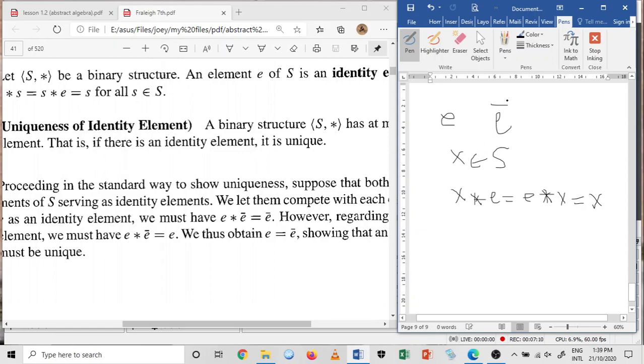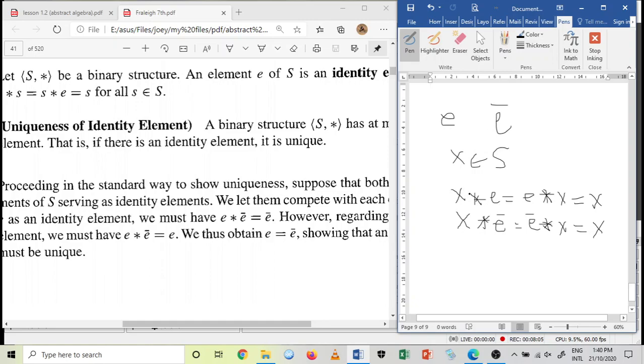At the same time, since E bar also possesses the same property, if we operate E bar with X, it yields the same result. That is, X operation E bar should be equal to E bar operation X, and that again yields X. But take note that X here can be any element of S, meaning X can be E, or X can also be E bar.